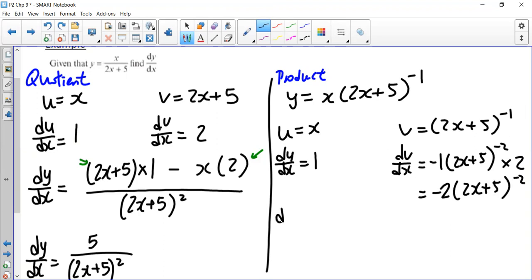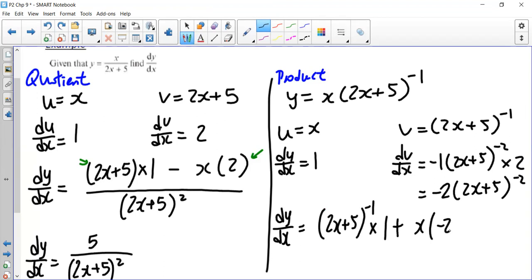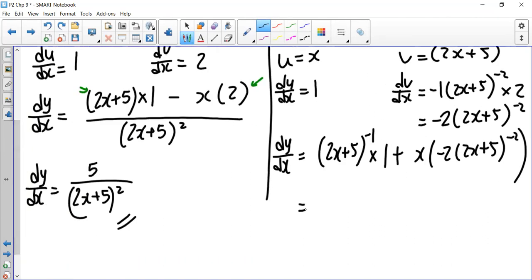Right, using the product rule. What's the product rule again? v du plus u dv, and we'll simplify that. So if I put the power of minus 1 back into a fraction, times 1 is just itself, minus in here, so I've got minus 2x over 2x plus 5 squared.